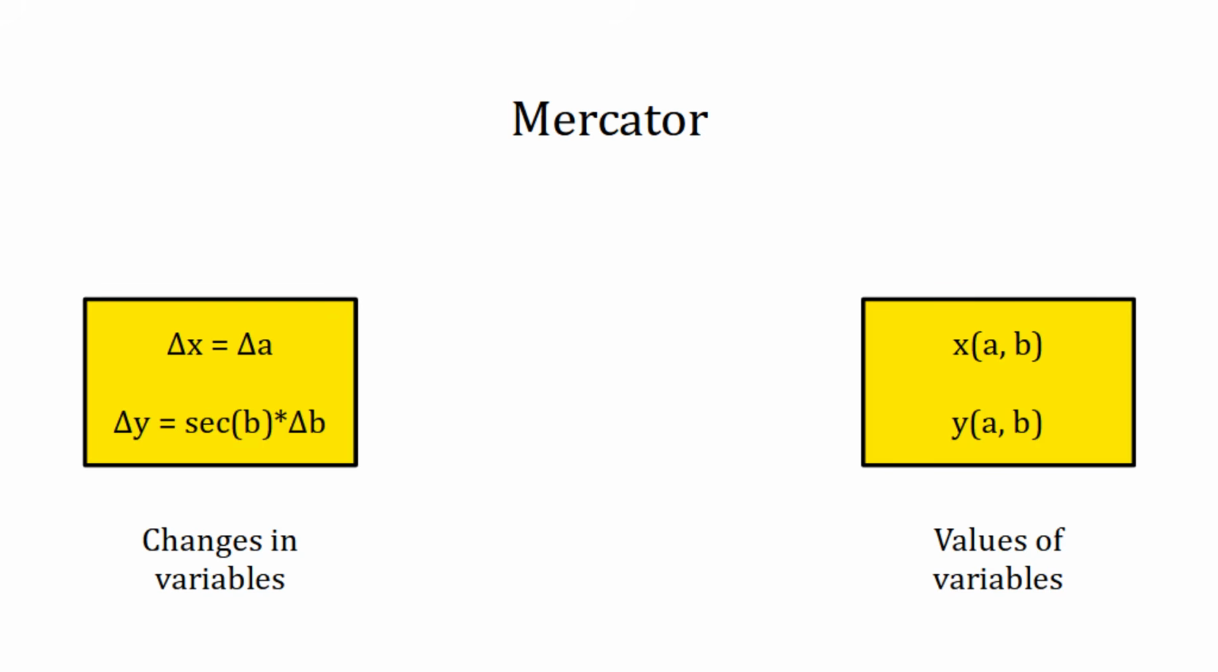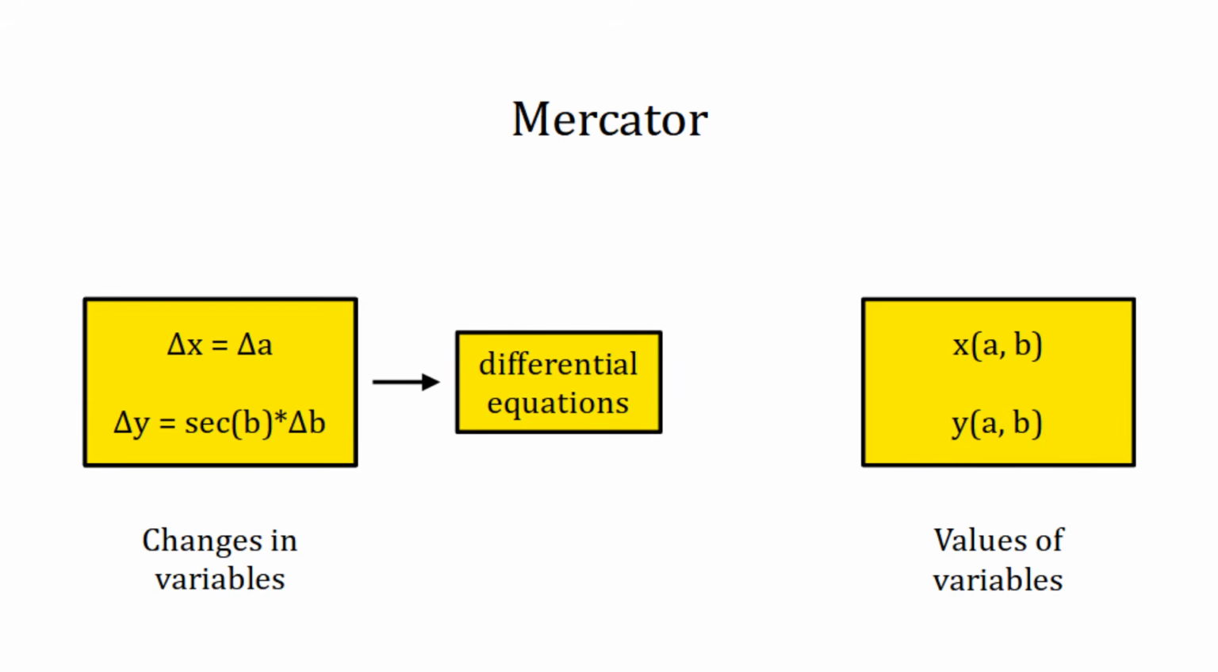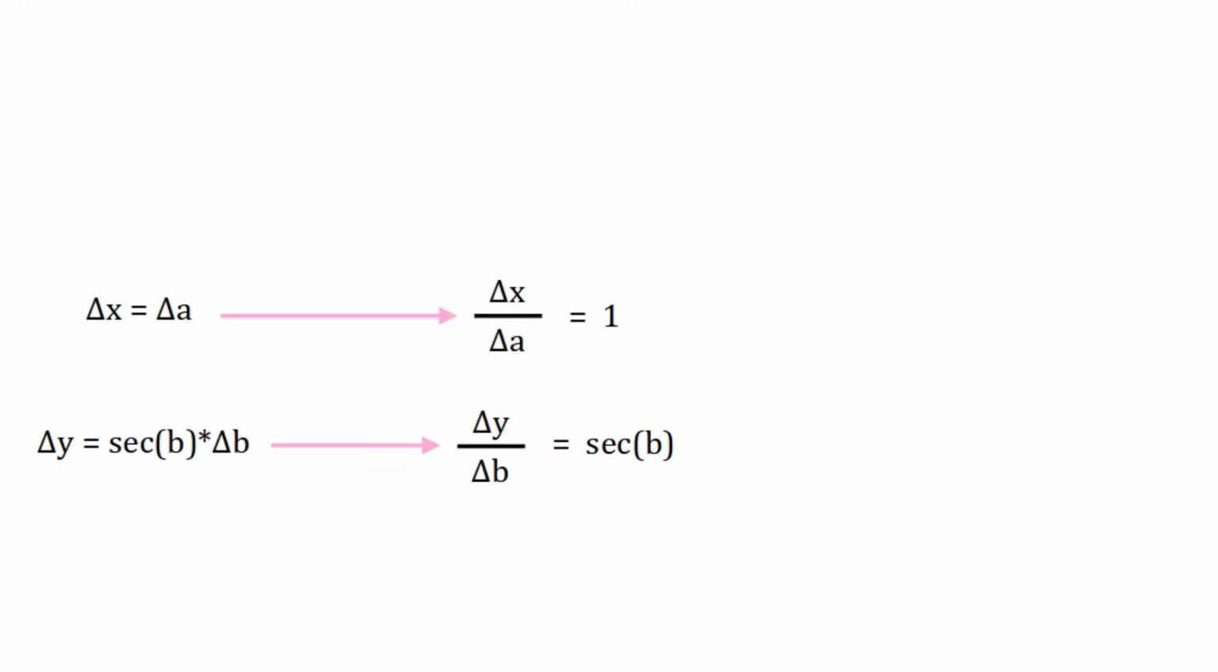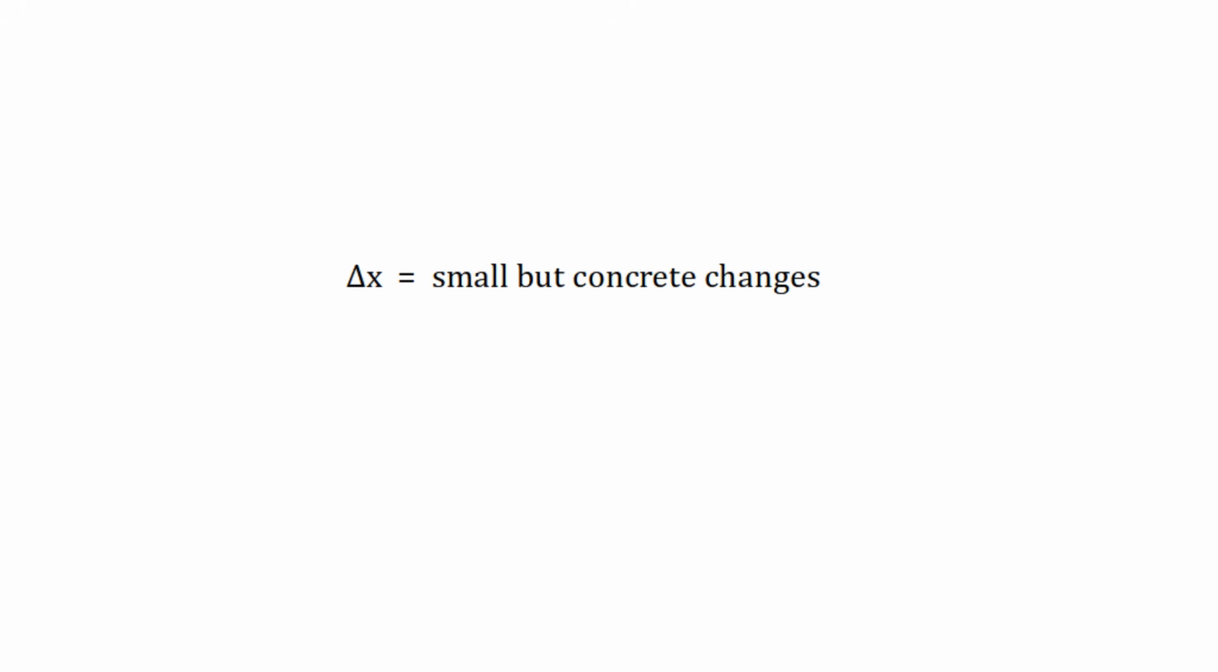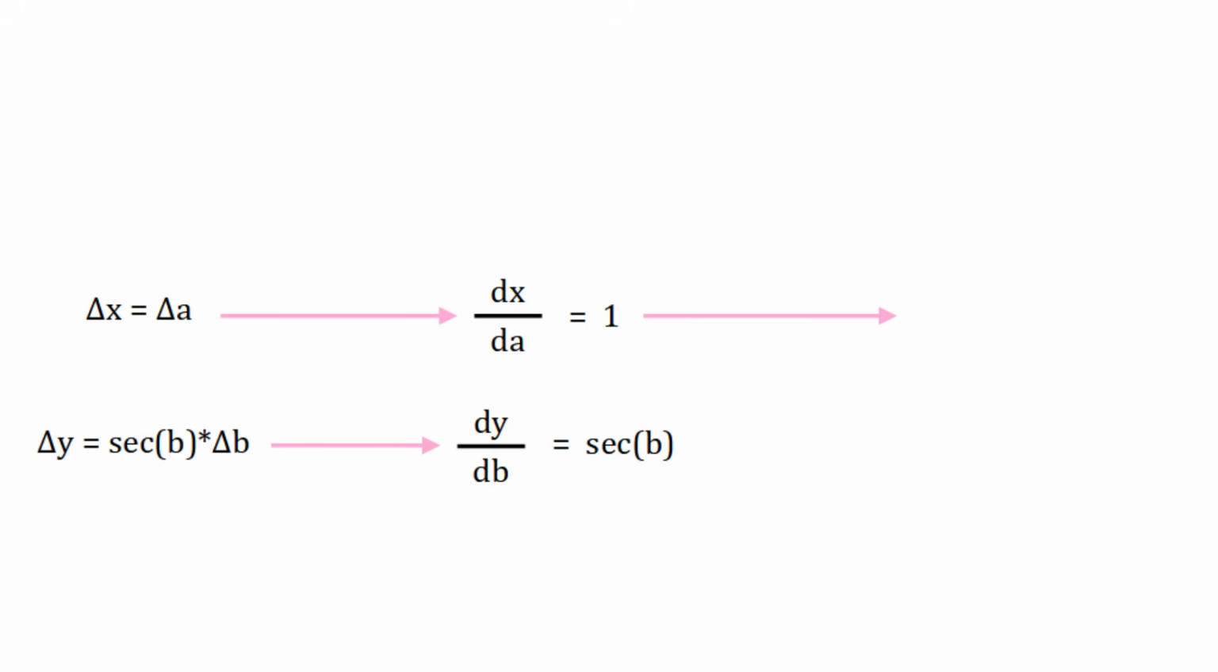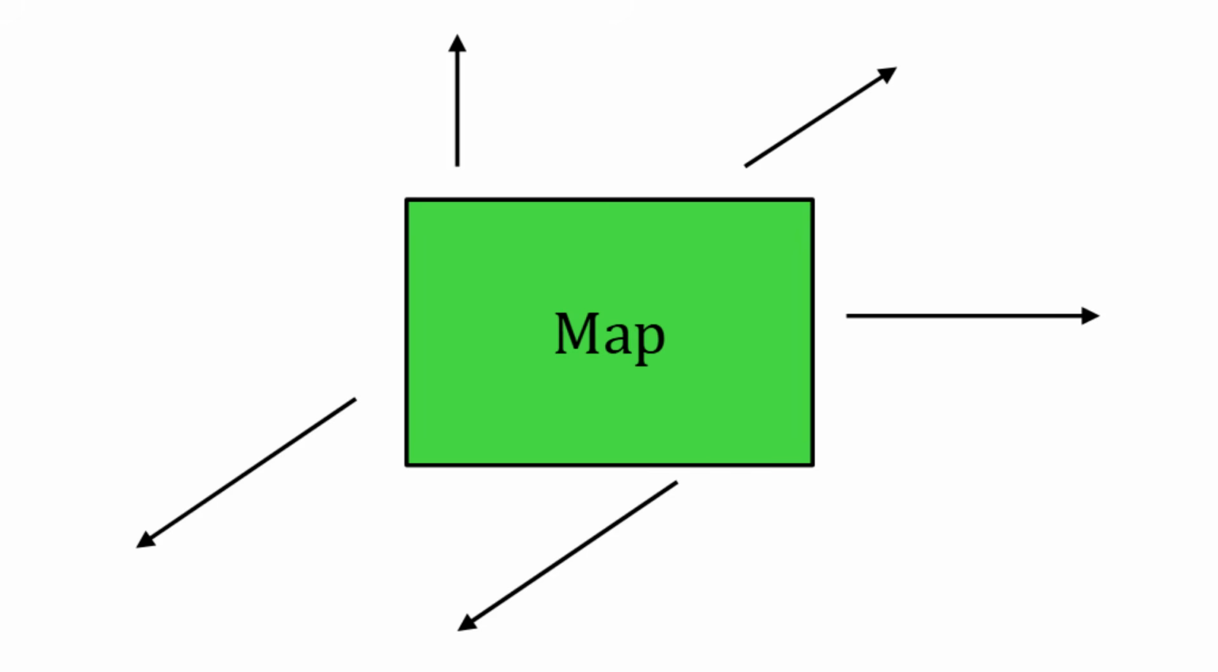We can turn the original equations into differential equations. We can then solve them by integrating. To do this, we have to rearrange and then replace delta with d. That's because delta is used for small but concrete changes, but calculus is concerned with infinitely small changes. Integrating dx/dA equals 1, we get x equals A. Integrating dy/dB equals secant B, we get y equals ln of secant B plus tangent B. Technically, there are constants here, but all they do is move the map around on the page.